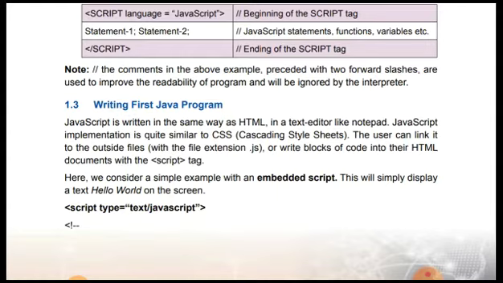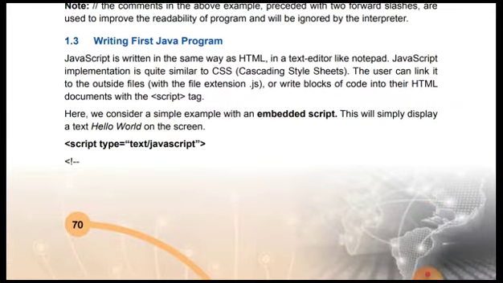Okay, now let us consider one simple example here. It uses an embedded script. Embedded script means we are using the script tag for putting this JavaScript code within the HTML file itself, without linking it and without creating an external file. We are just writing the JavaScript code within the script tag here. This is known as the embedded script. Embedded means which is embedded within the HTML page.